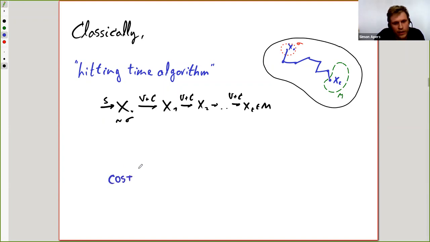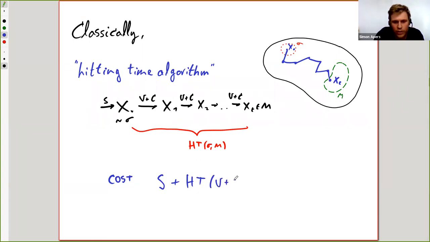And the cost of this scheme can be determined by noting that the number of steps here basically corresponds to the number of random walk steps that we need to hit the set M. This will be, at least in expectation, equal to the hitting time from sigma to M, all right? So that means that the total cost will be S, as we implement the setup cost once, plus the number of steps, where every step has cost U plus C, and we expect to do approximately HT of them, hitting time of them.